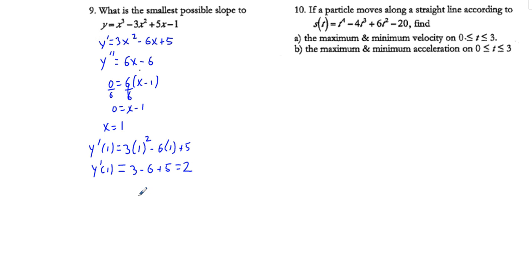So y prime of 1 is equal to 2. So the smallest possible slope is 2, and it's where x equals 1. So that's it. And then 10, you're going to have to look at position here, and then you have to find velocity and acceleration. So do your best on number 10 and see what you come up with.